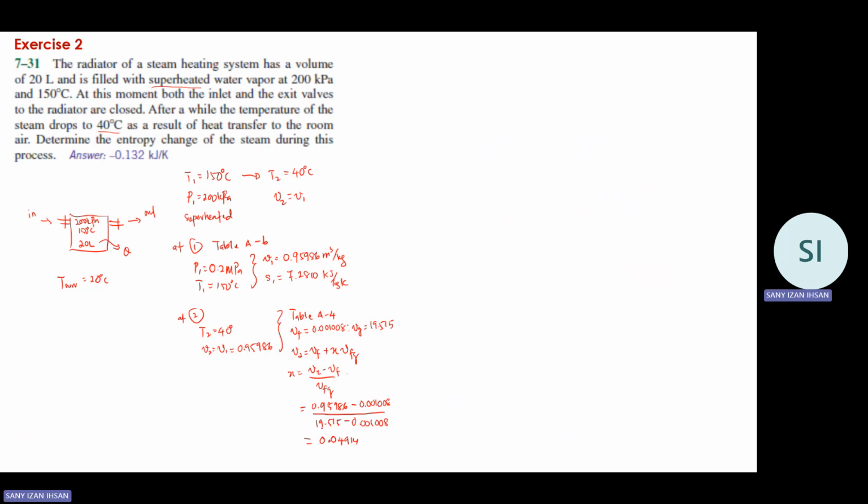Knowing the X, you can go back to the table. You can find SF and SG or SFG, so you can just calculate for S2. Therefore, S2 is nothing but, remember, the equation SF plus X SFG. And you have all the values from the table, which gives 0.5724.